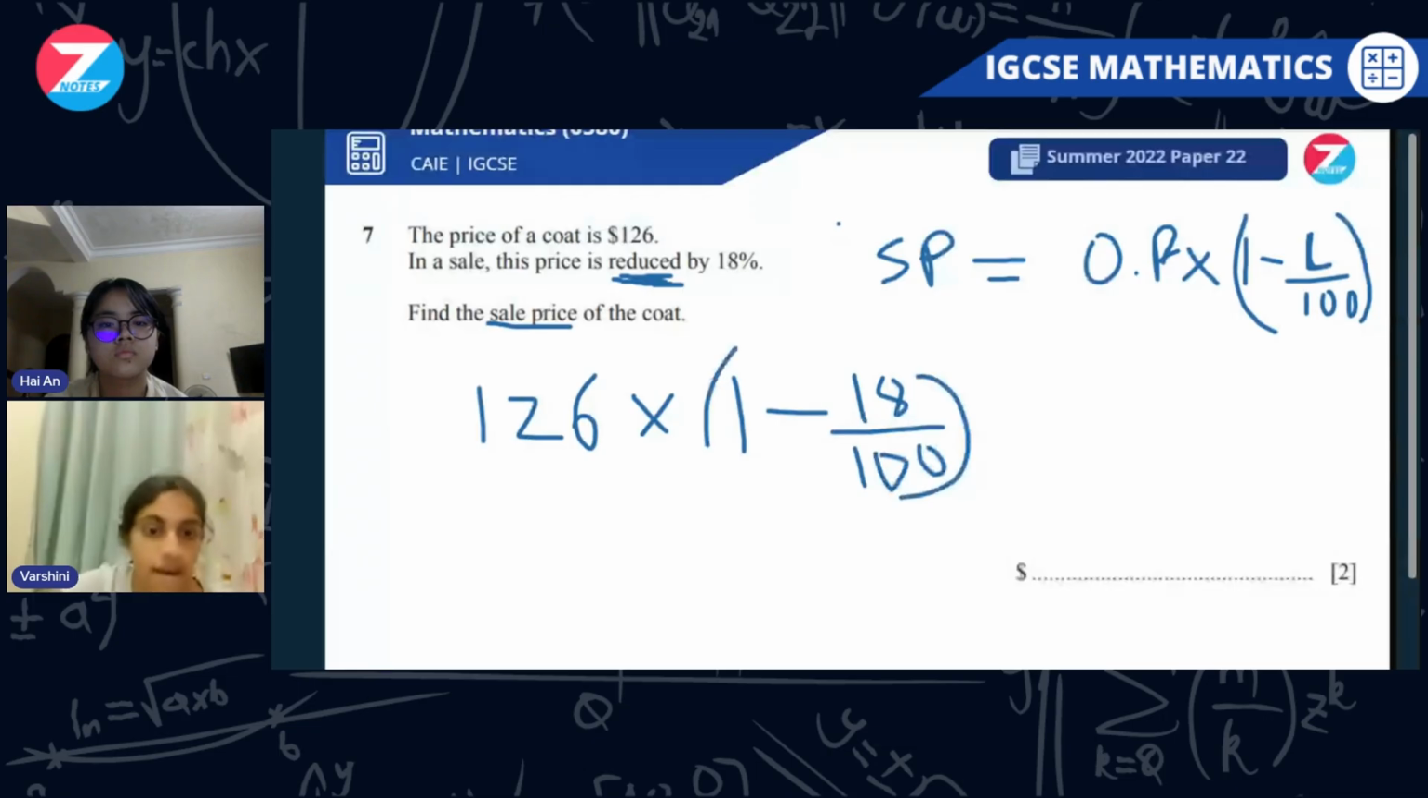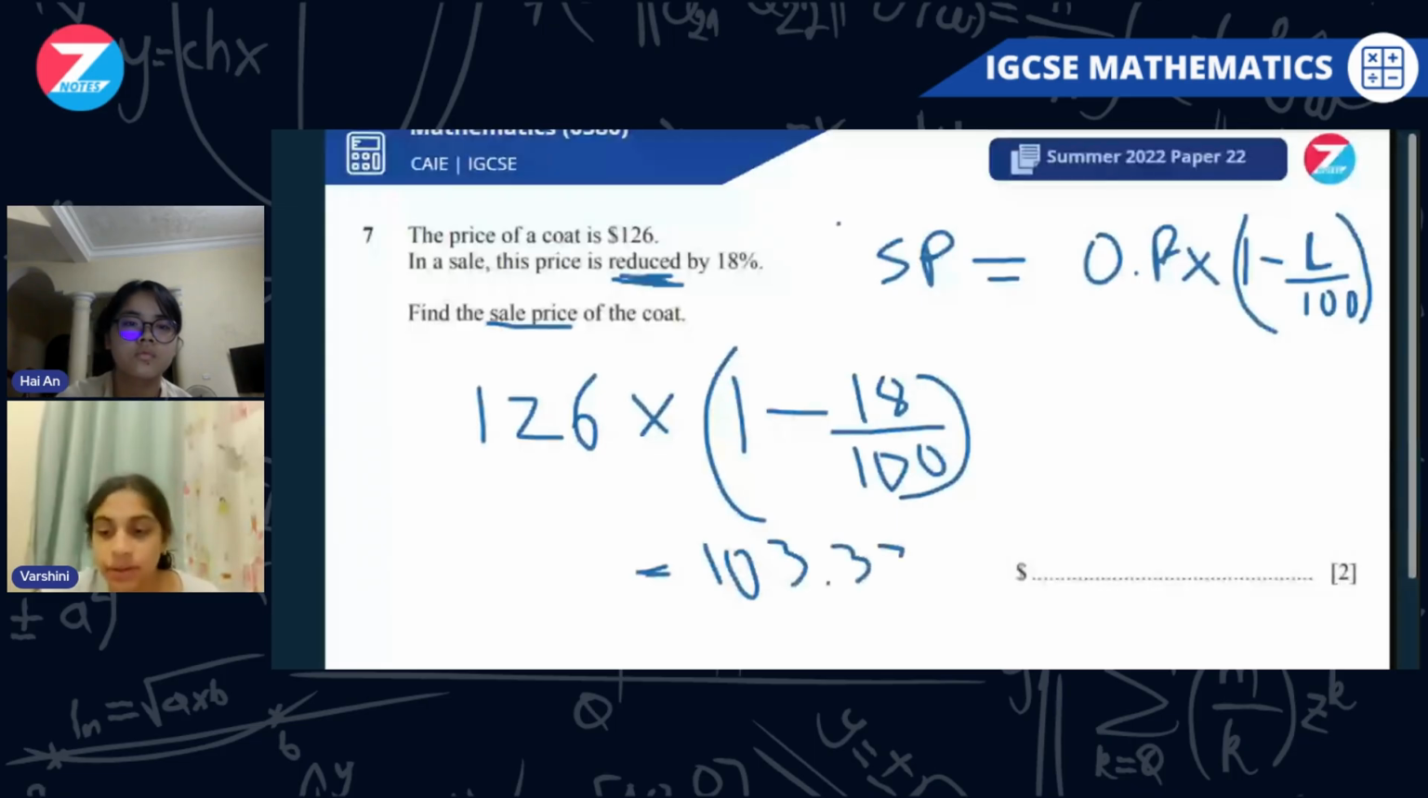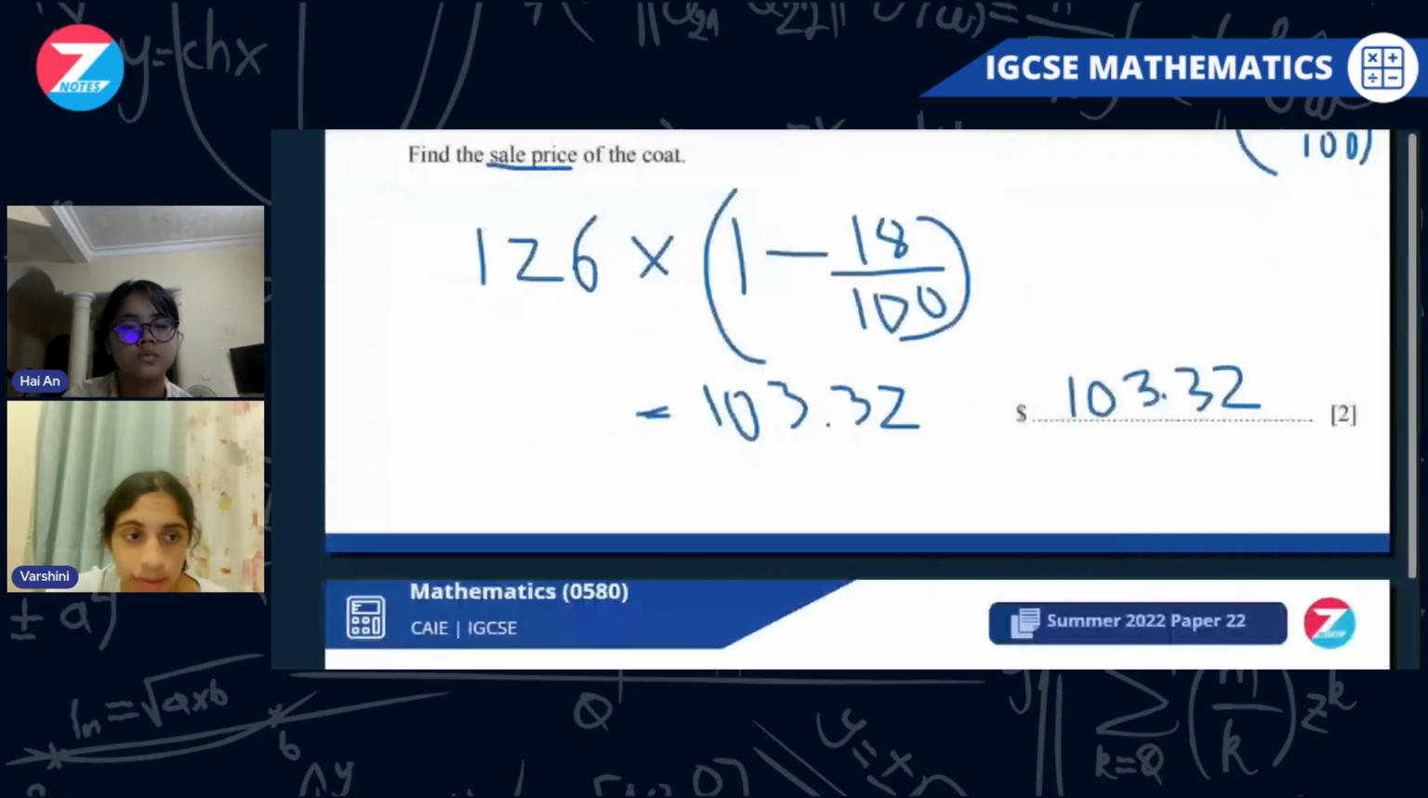Right. So if you put this in your calculator directly, and don't forget to add the brackets and the fractions and everything, you should get 103.32. And for these questions, remember, don't round it off to 3 significant figures for these percentage loss and percentage questions, because they want your full answer. Okay, question 8.